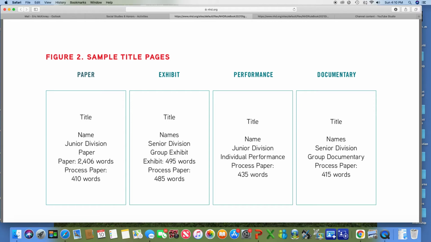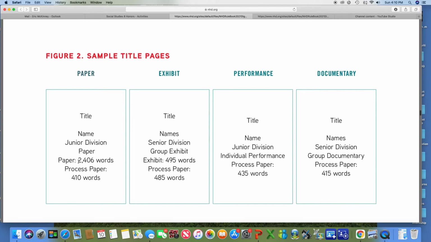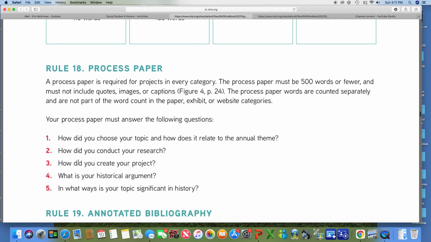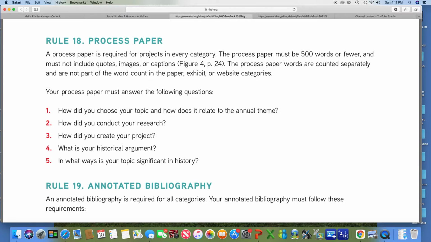Your next thing they want is the process paper. While I'm here in the rule book, if you haven't looked at page 19 of the rule book, here is what is in your process paper. The process paper is 500 words or fewer. I would say it needs to be between 425 and 500 words. The 5 topics in your process paper is this. They gave you the 5 topics. I would just make it 5 paragraphs.